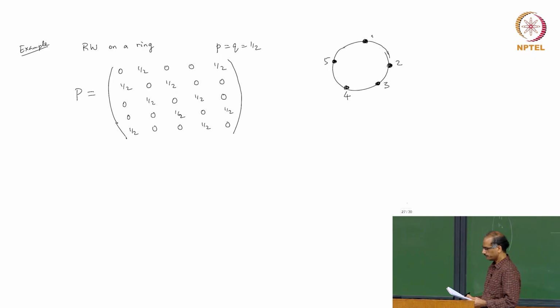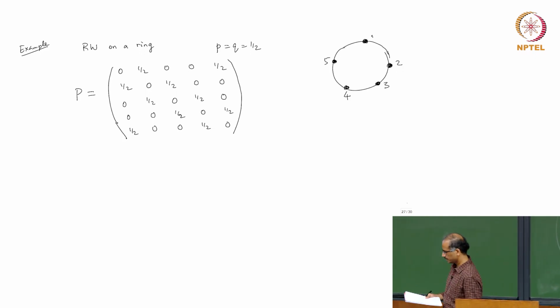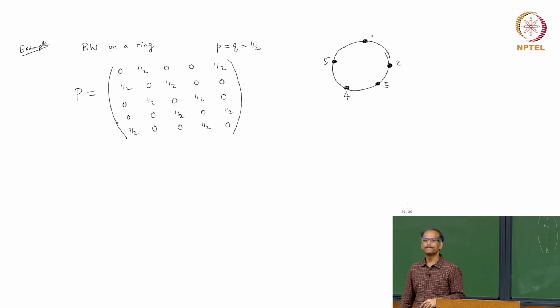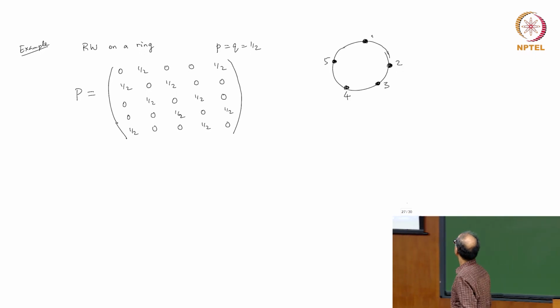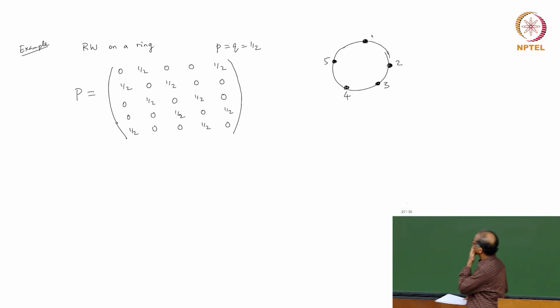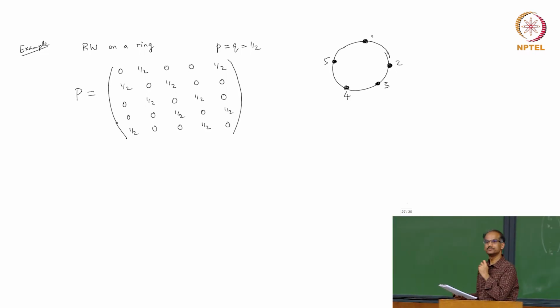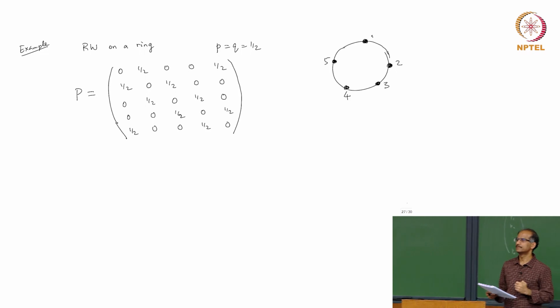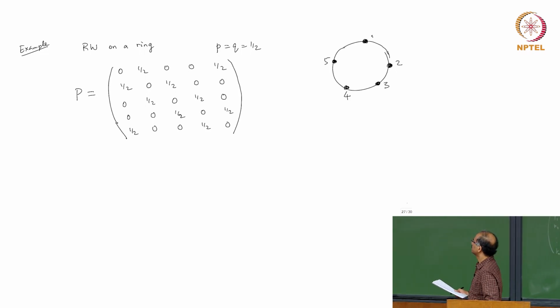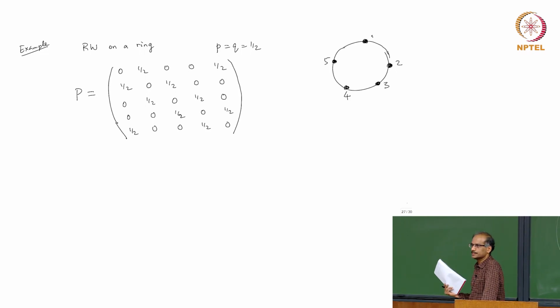Okay, so I have this one, and as I said, it is irreducible because you can go from any node to any node. Period 2? You have double edges, right? Anti-parallel edges. So, no, this is not period 2, because there's an odd number of vertices. That's why this is. This is because it has an odd number of vertices.